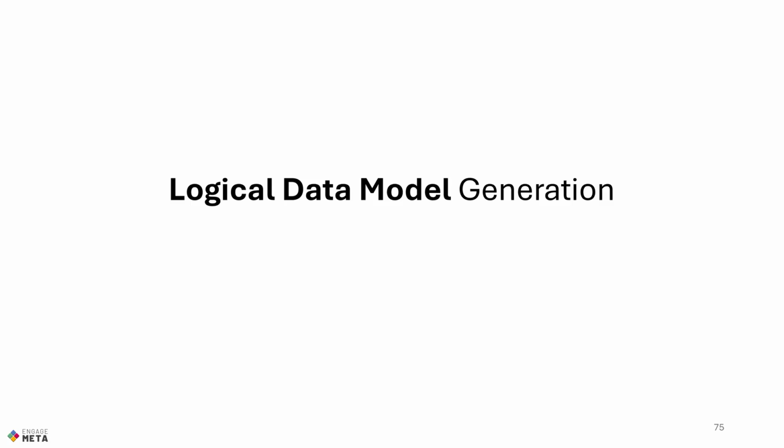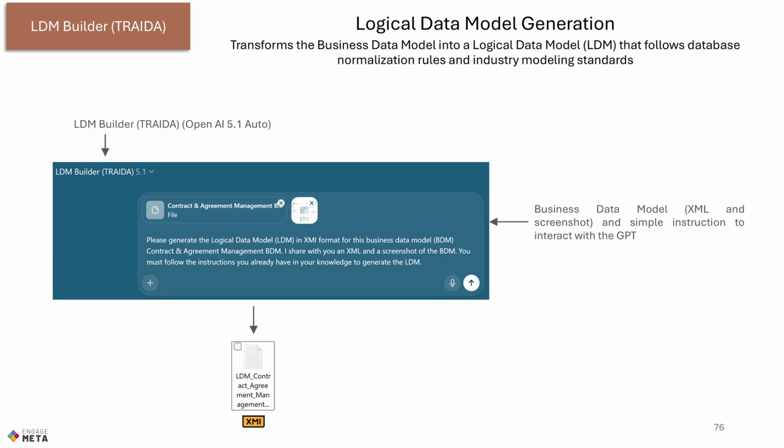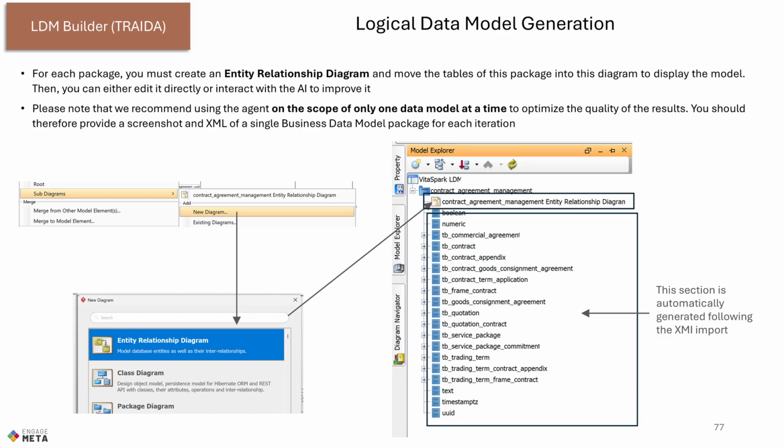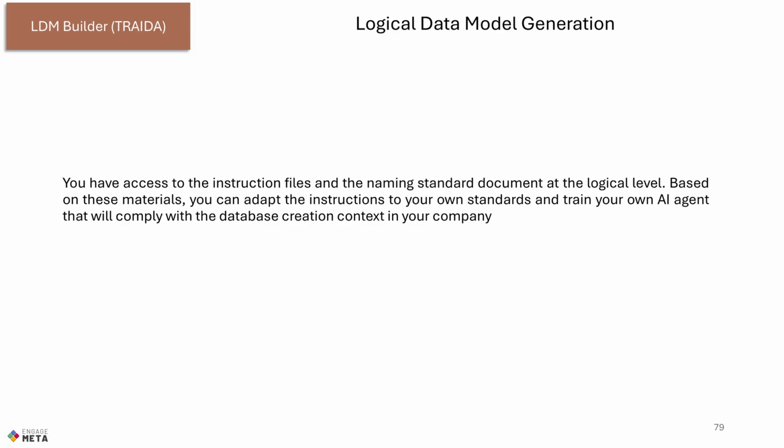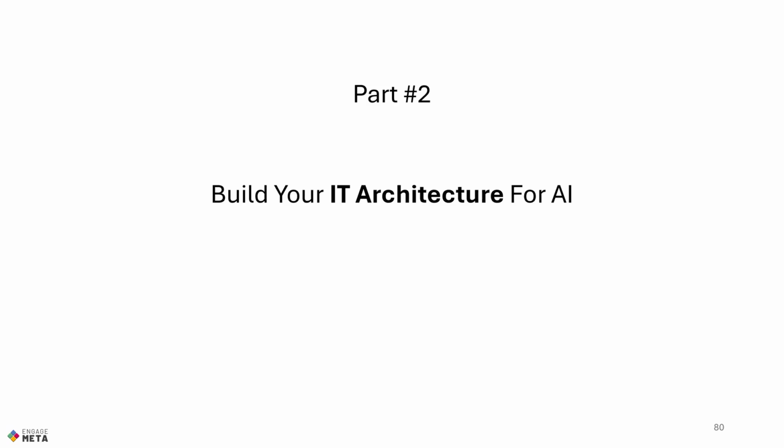This prepares implementations. The logical model follows normalization standard. It ensures data integrity. Each package is refined independently. Quality is improved step by step. Logical model quality depends on semantic clarity. Good semantics lead to good databases. Instructions can be adapted to company standard. This enables long-term autonomy. We now move to IT architecture for AI.